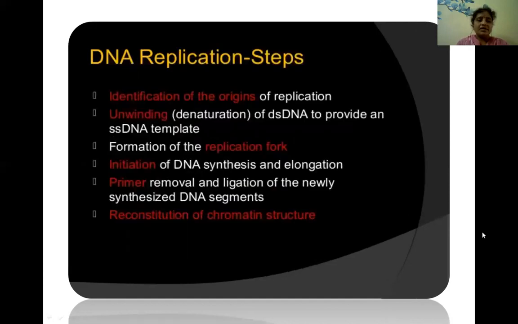Now, replication steps. These are the DNA replication steps. First step is identification of the origins of replication. Next, unwinding. This is also known as denaturation of DNA, double stranded DNA to provide a single stranded DNA template. Next step is formation of the replication pore. Next, initiation of DNA synthesis and elongation. Next, primer removal and ligation of the newly synthesized DNA fragments. Last one is the reconstitution of chromatin structure.